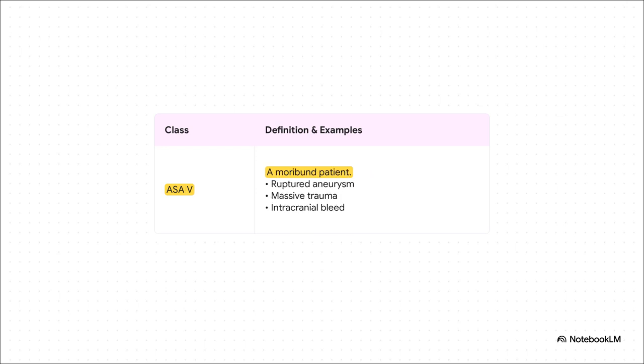ASA 5, this one's pretty simple, but it's also really grim. This is a patient who is circling the drain. They are not expected to live without an immediate operation. We're talking about a ruptured aortic aneurysm, a massive trauma, a huge brain bleed, a true life or death situation. Basically, surgery is a Hail Mary.